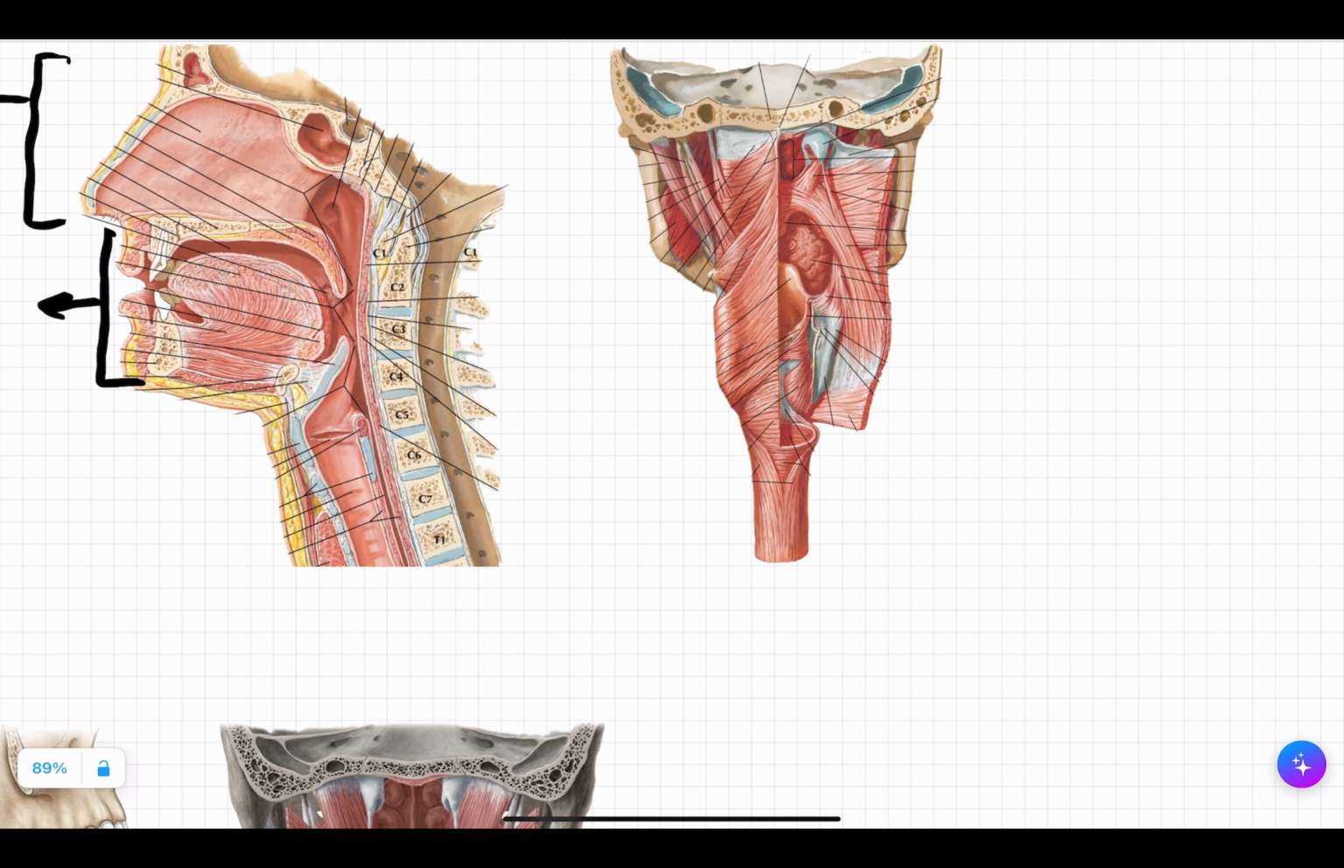So see, this was your pharynx, entire part, and we divided into nasopharynx, oropharynx, and the laryngopharynx. This part, nasopharynx, this part, oropharynx, and this part, laryngopharynx. Pretty easy, right?